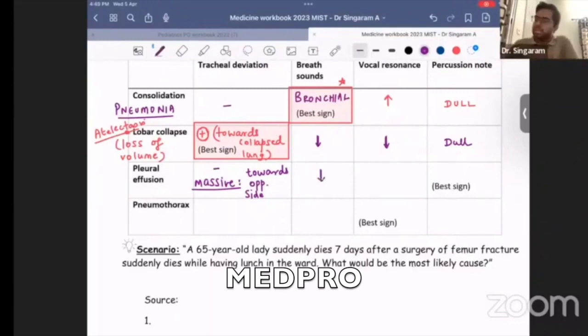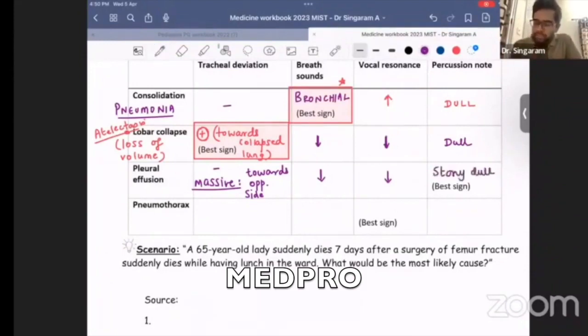Vocal resonance, again, it would be decreased only because the air will not be able to be conducted properly through the fluid. So again, vocal resonance will be decreased. What about percussion? Where are you percussing? You are percussing over a fluid area. Definitely, this will also create a dull note. In fact, it is very, very dull. This is what we typically call a stony dull percussion note.